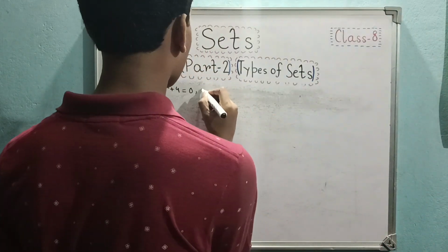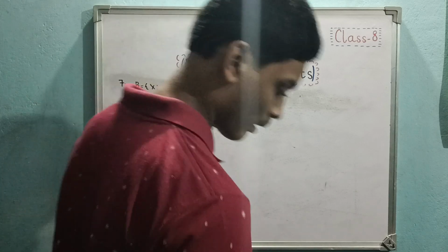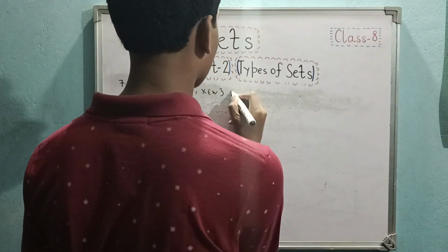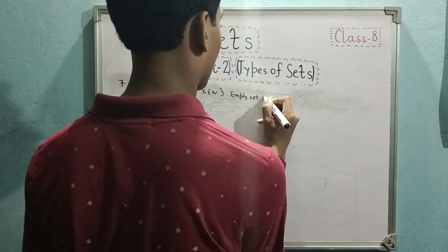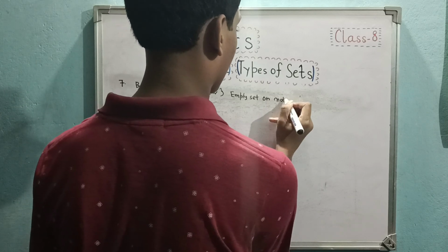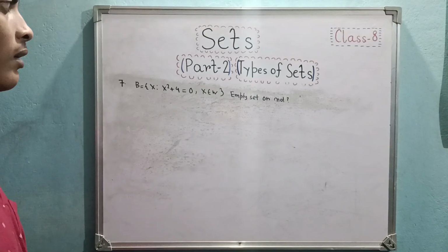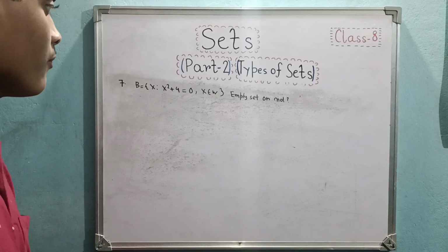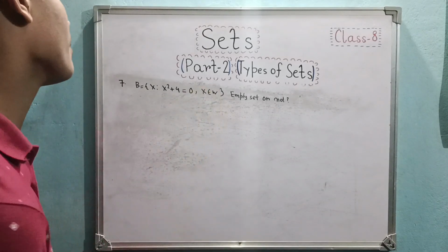X belongs to whole numbers. So we have to check, is this an empty set or not? Now let's see. This video today is actually about checking whether this is a set or not. Yes or no, that's the main part of this video. So let's see. We are beginning with whole numbers.